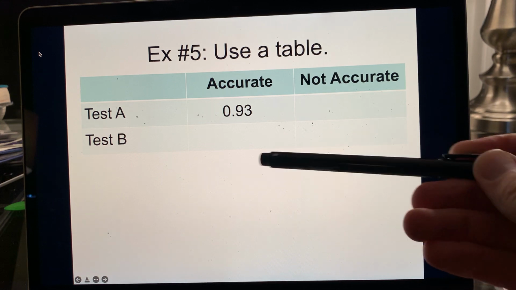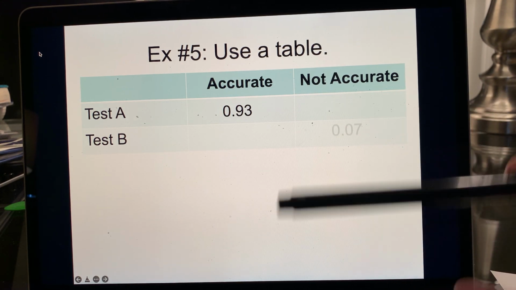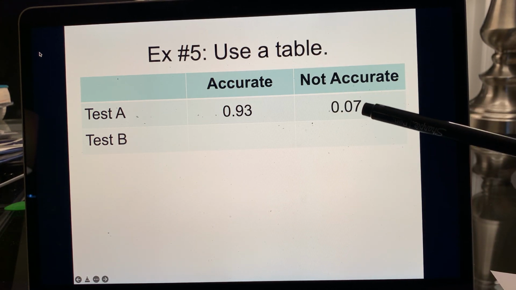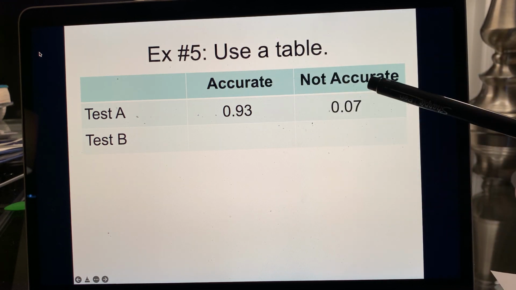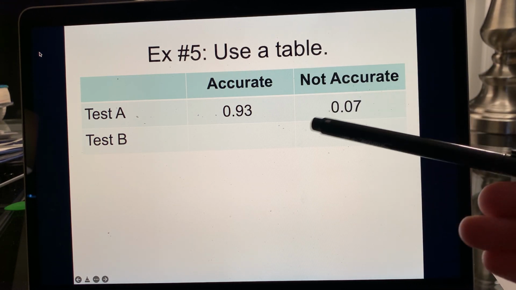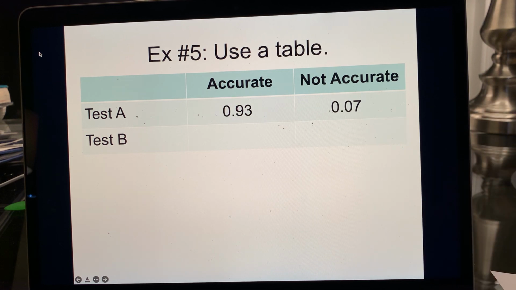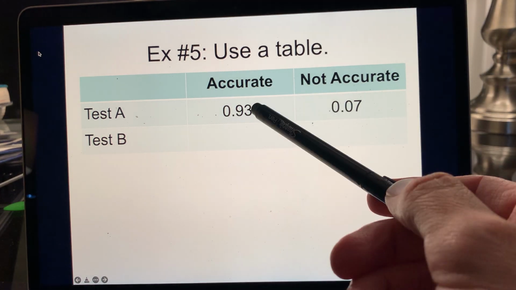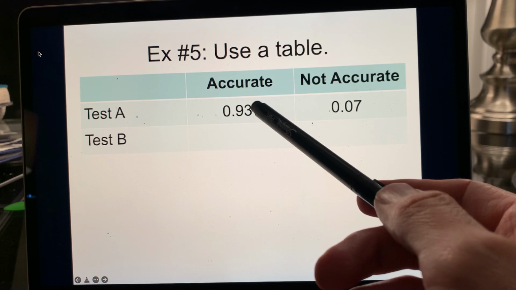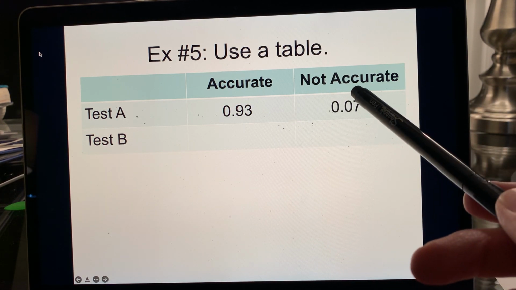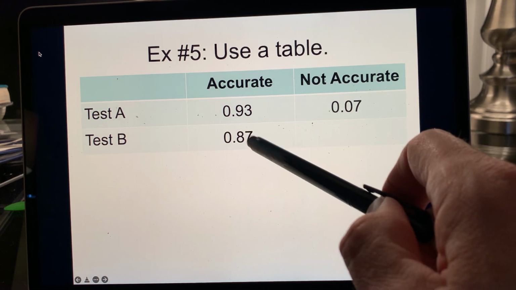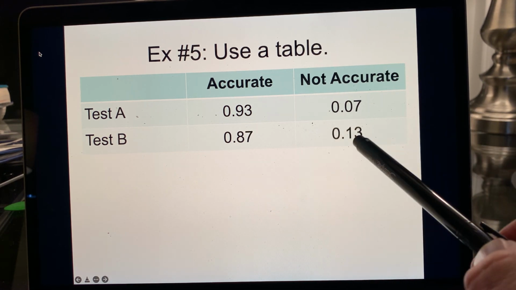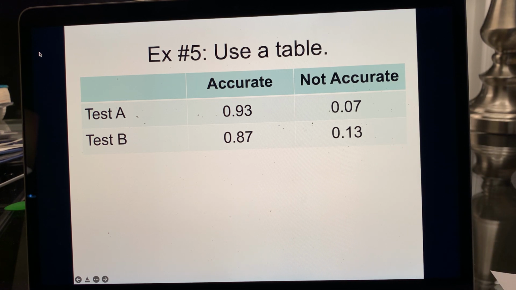So if test A is accurate 93% of the time, it fails to be accurate 7% of the time, because 93 and 7 is 100%. That adds up. The test either works or it doesn't. These two things have to total 100%. And test B is accurate 87% of the time, so of course it would fail 13% of the time.